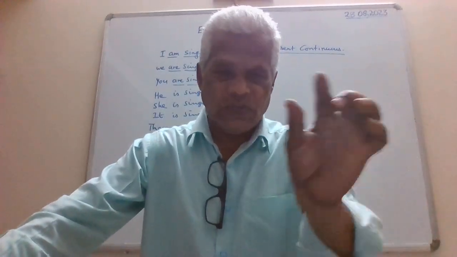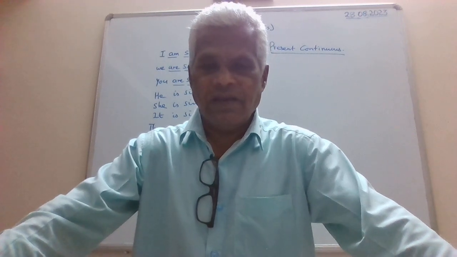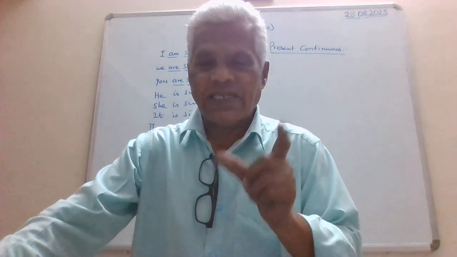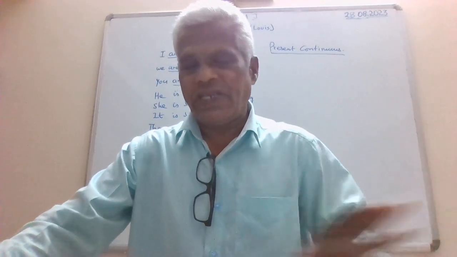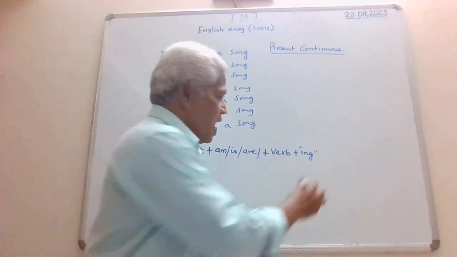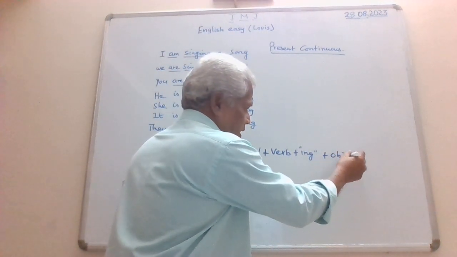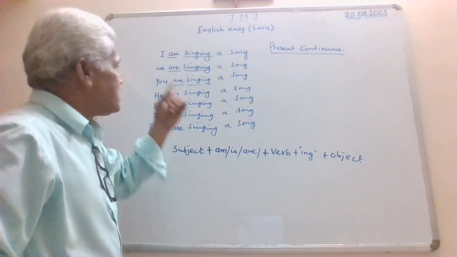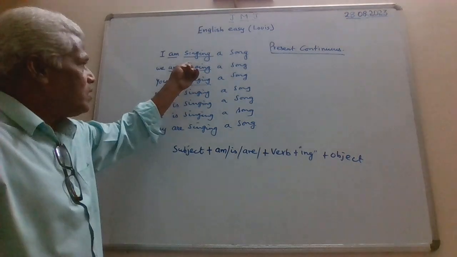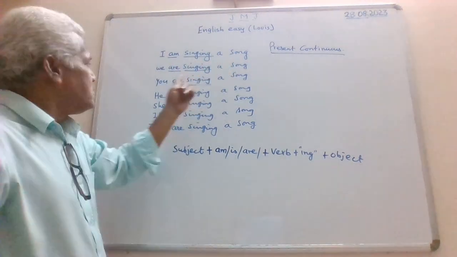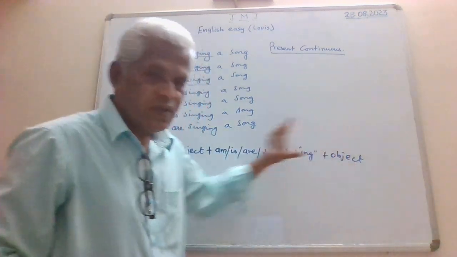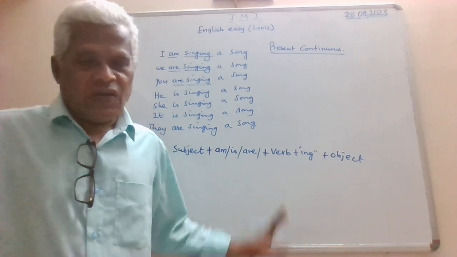Okay guys, so present continuous tense. Depending upon the subject, you are going to use am, is, are, verb plus ing, then the object of course. You can have the object here. As far as this sentence is concerned, what is your object here? A song. Subject, verb, object. So these are the rules. Make sure that you understand this correctly.